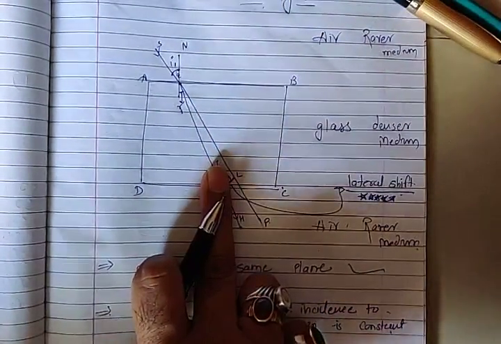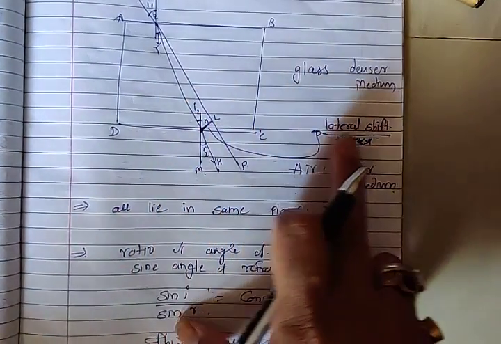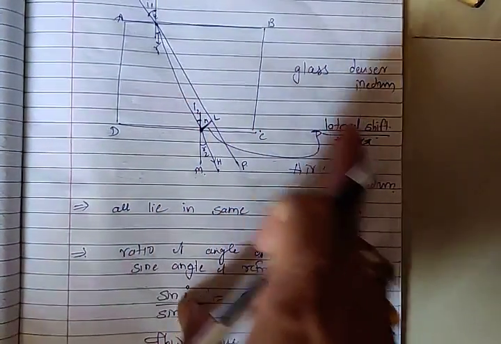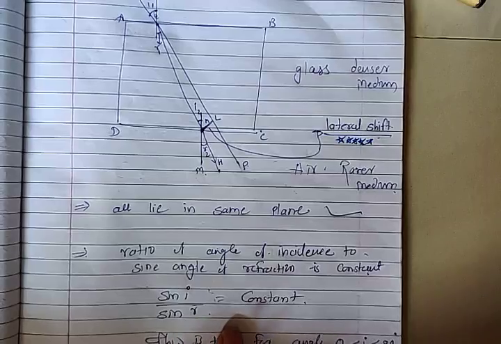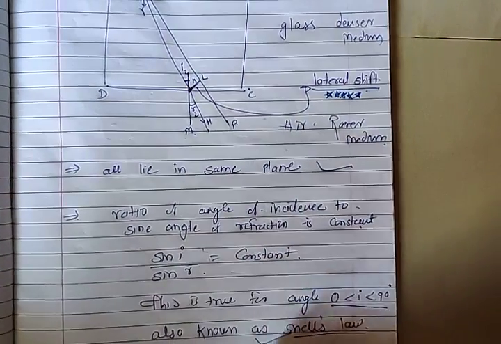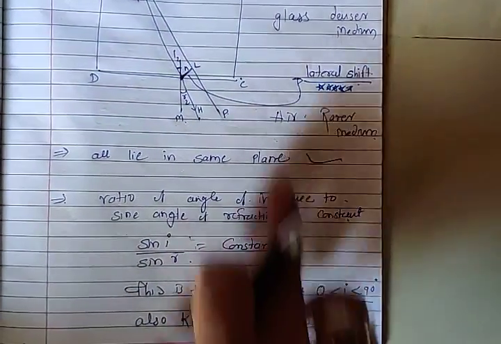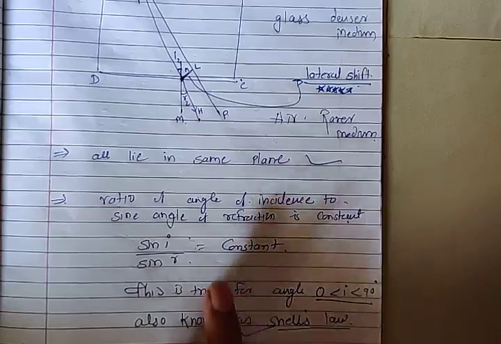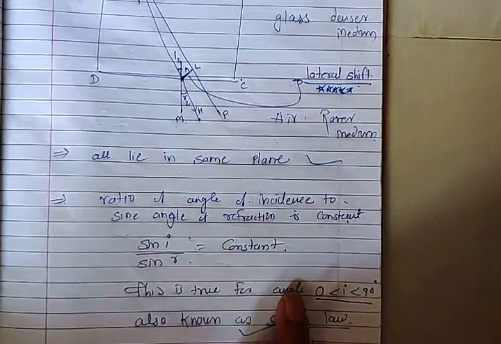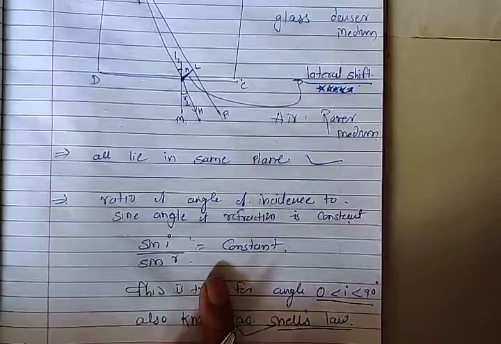One question. Question number 2. Explain in short about lateral shift. Same answer you have to write down along with the law. Derive Snell's law. Then the same thing you have to repeat once again. So all questions are different, but the answer will be the same.